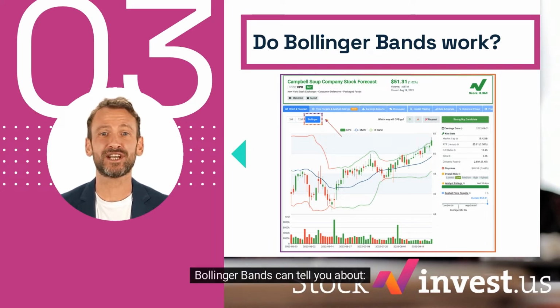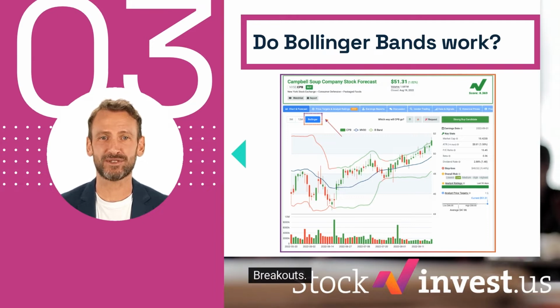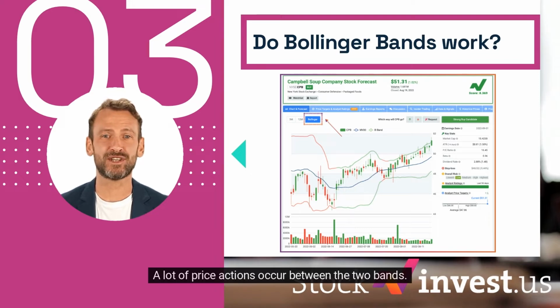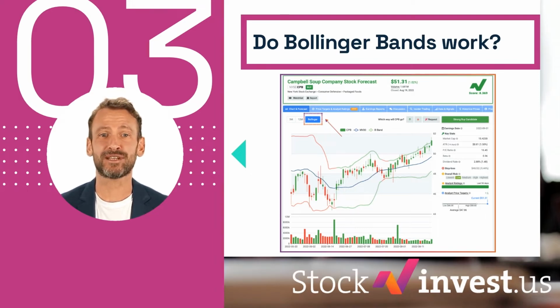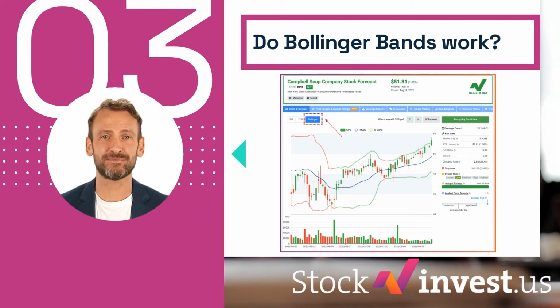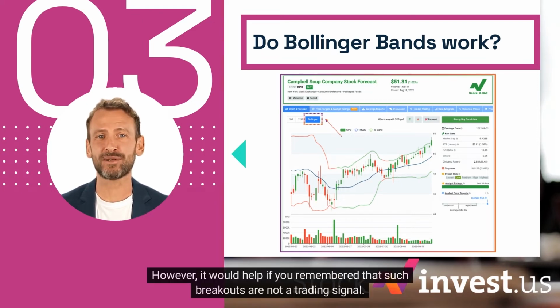Bollinger Bands can tell you about breakouts. Bollinger Bands can be used to identify breakout patterns. A lot of price action occurs between the 2 bands. Any breakout below or above these bands can indicate essential events. However, you should remember that such breakouts are not a trading signal.